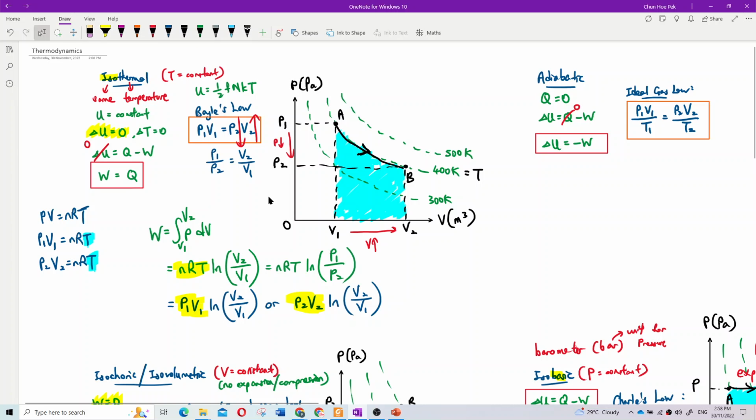Tapi jangan sesekali buat begini. P1 V2 pula, ln V2 over V1. Ini janganlah, tolonglah. Saya hadap lah. Kamu jangan buat begini. Boleh tak? Jangan campur adukkan. Point 1 means point 1 punya data. Point 2 means point 2 punya data. Okay? Jangan pula P1 V2 ataupun P2 V1. Boleh? Inilah cara untuk cari work done, work done punya formula untuk isothermal process.